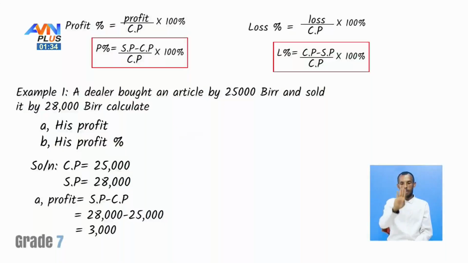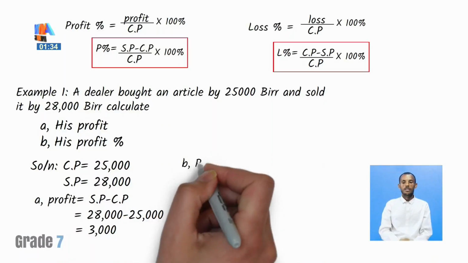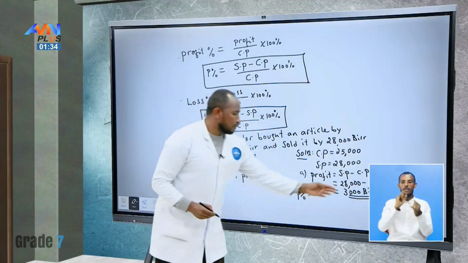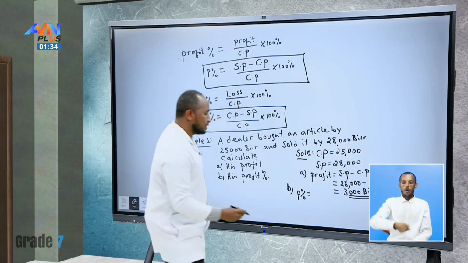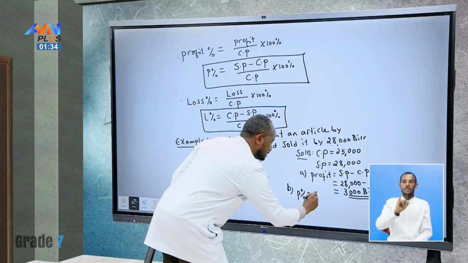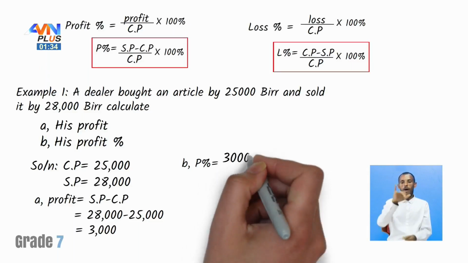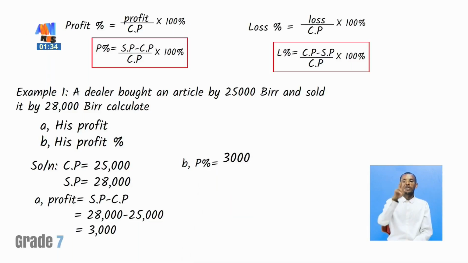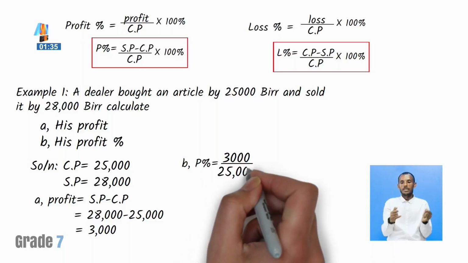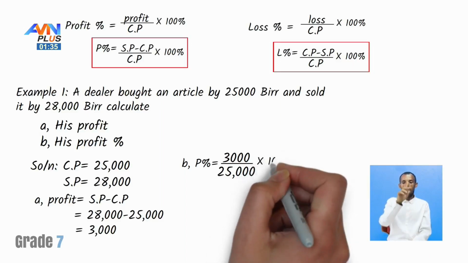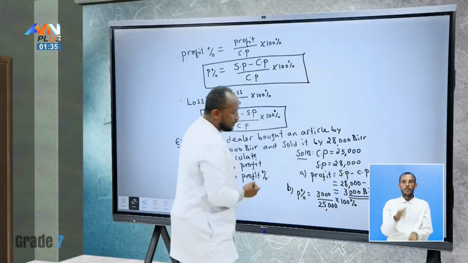Now, the second question is, convert his profit in terms of percent, or calculate his profit percent. To calculate the profit percent, you divide the profit by the original cost. Here, the profit is 3,000. You divide this 3,000 by the original cost, 25,000, and then you multiply this fraction by 100% to convert it into percent. So you'll have this.